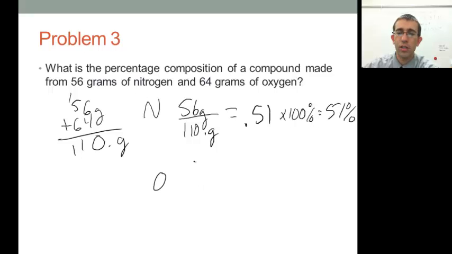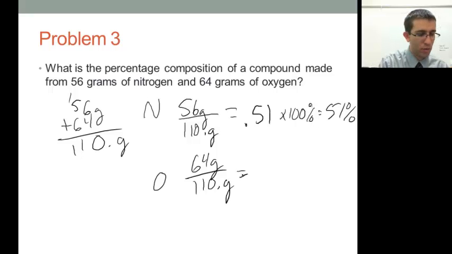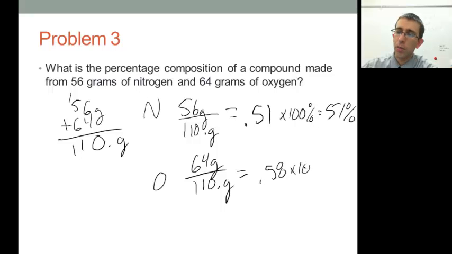Same thing with oxygen. I got 64 grams from the oxygen divided by 110 grams. 64 divided by 110 gives me 0.58. So 0.58 there, multiplied by 100%, and it gives me 58%.